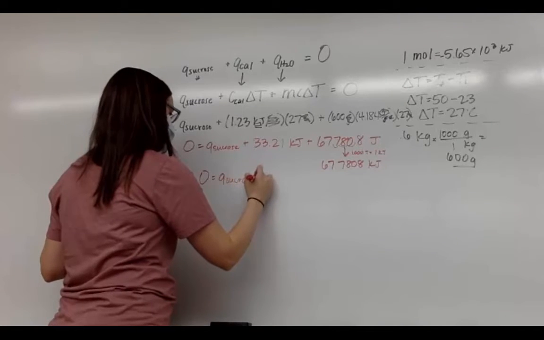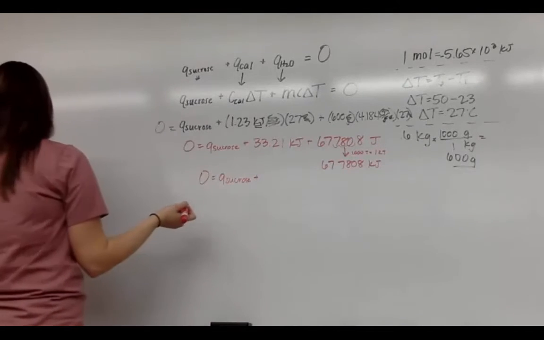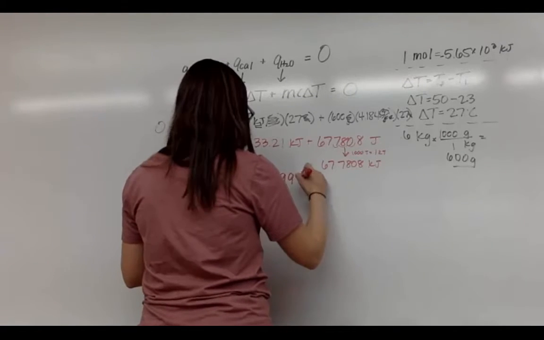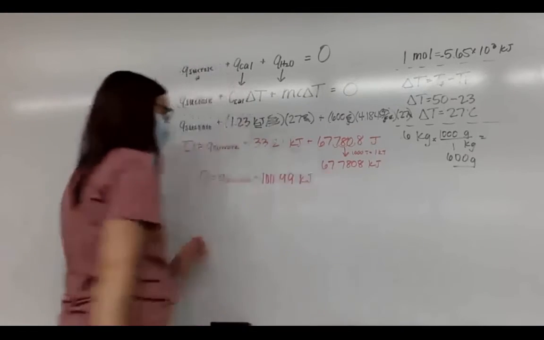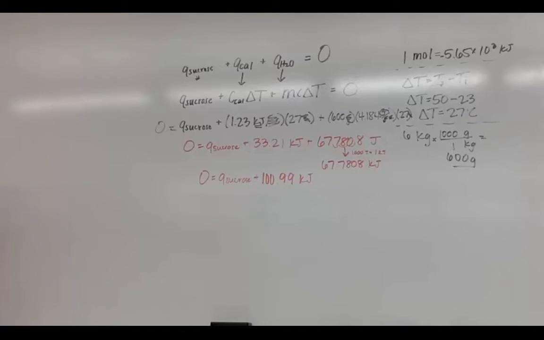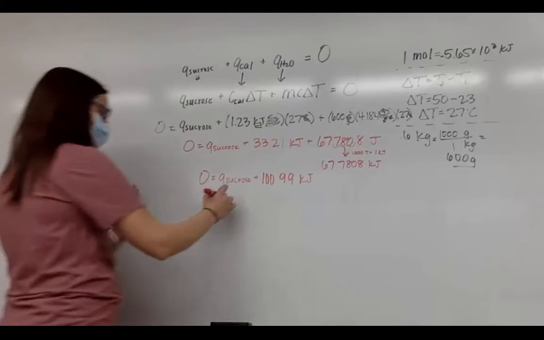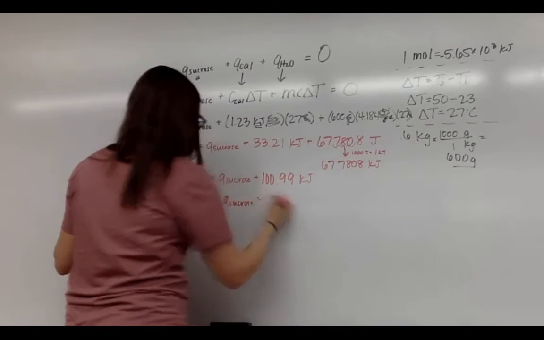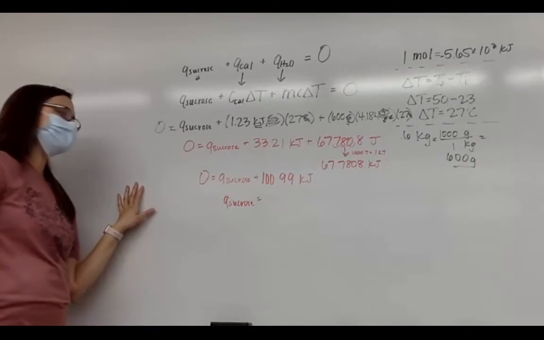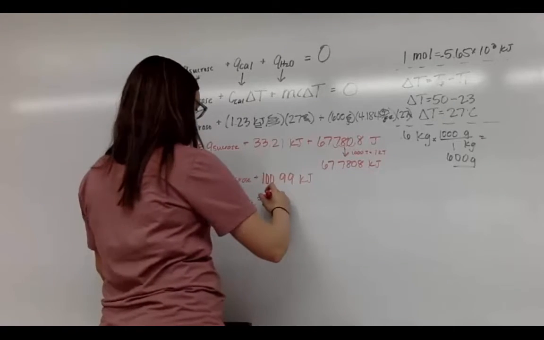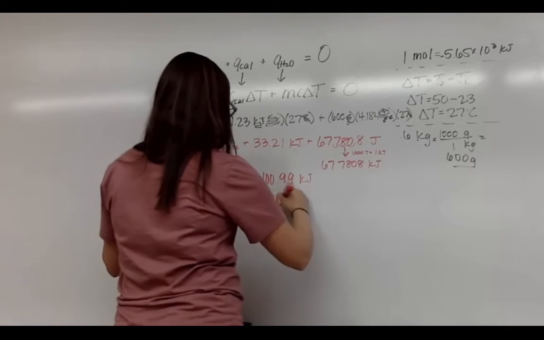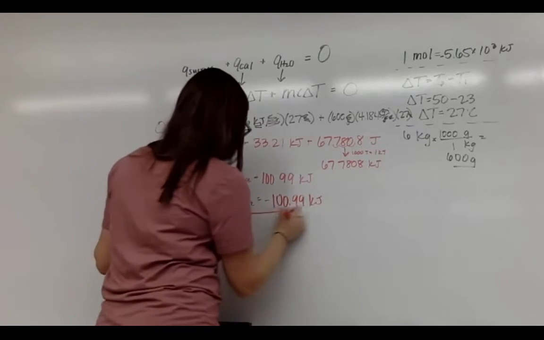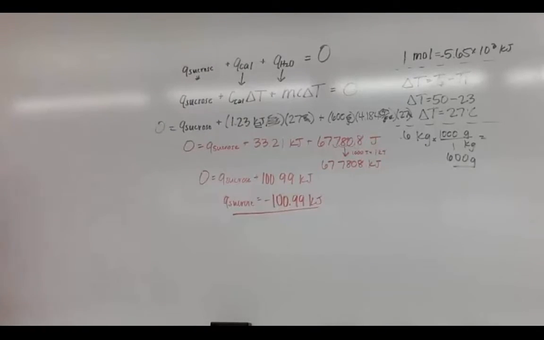Q of sucrose plus 100.99 kilojoules. So I'm going to solve for Q. What is Q if I rearrange this equation? It should be negative 100.99 kilojoules.